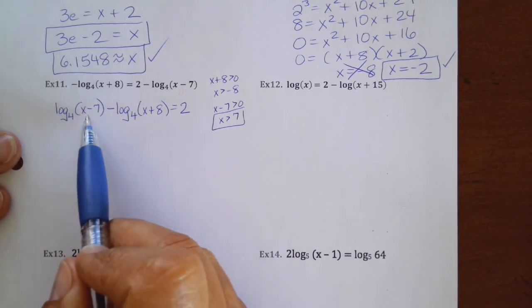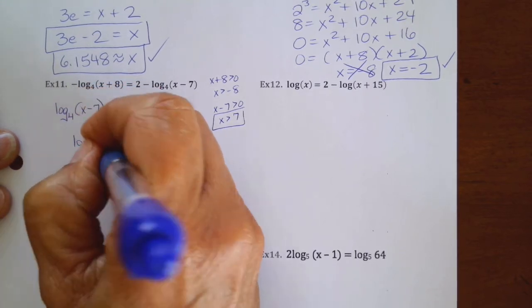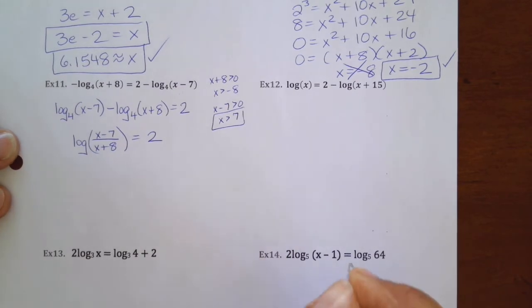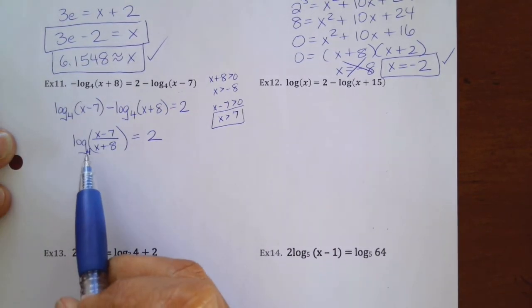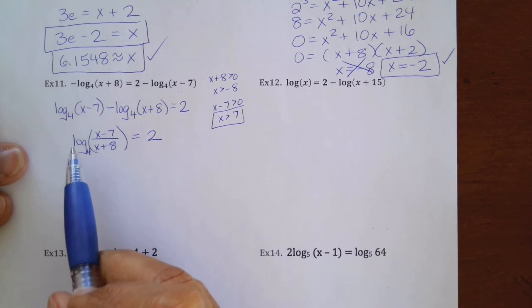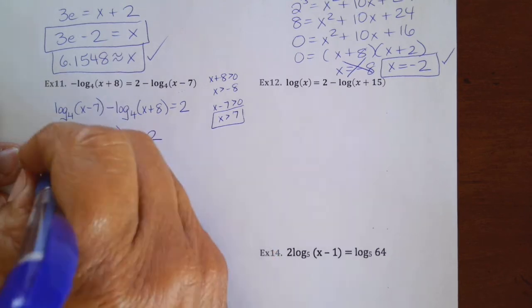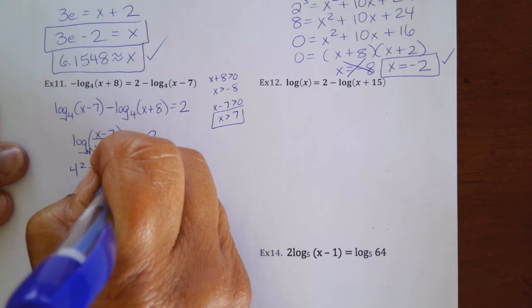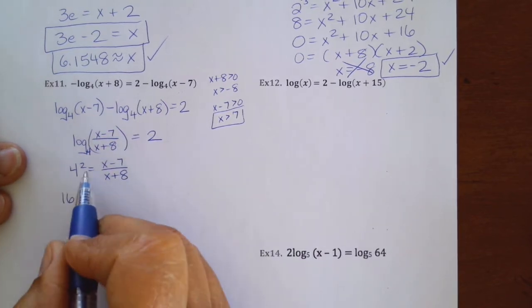Now you have two logs being subtracted, so we can condense by dividing. Log base 4, forgot my 4 there. Now that I have this, I'm going to write it as an exponent because I can't just cross the log out. Remember, you can only cross the log out if you have a log on this side. So 4 to the second power equals x minus 7 over x plus 8. 4 to the second power is 16, and I'm going to go ahead and multiply the 8 over to this side.